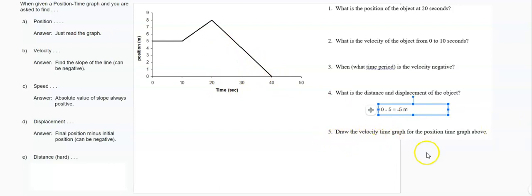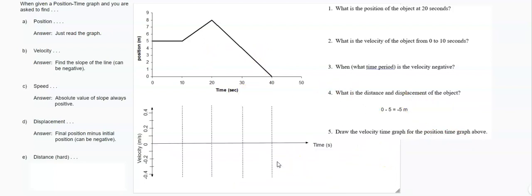Draw the velocity time graph. I want to do this one first, and then I want to come up to the hard one of distance. Well, remember the velocity is simply the slope. All I have to do is plot all those slopes. So here's a velocity time graph. Notice it looks very similar to the position time graph.